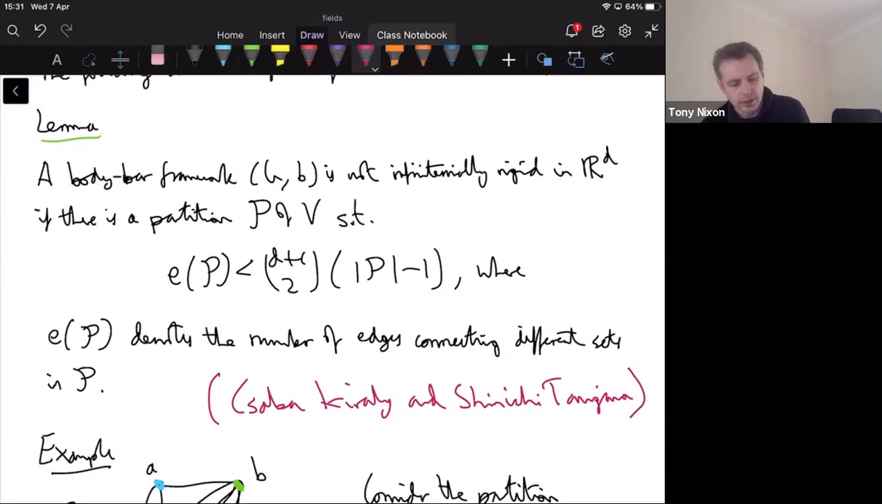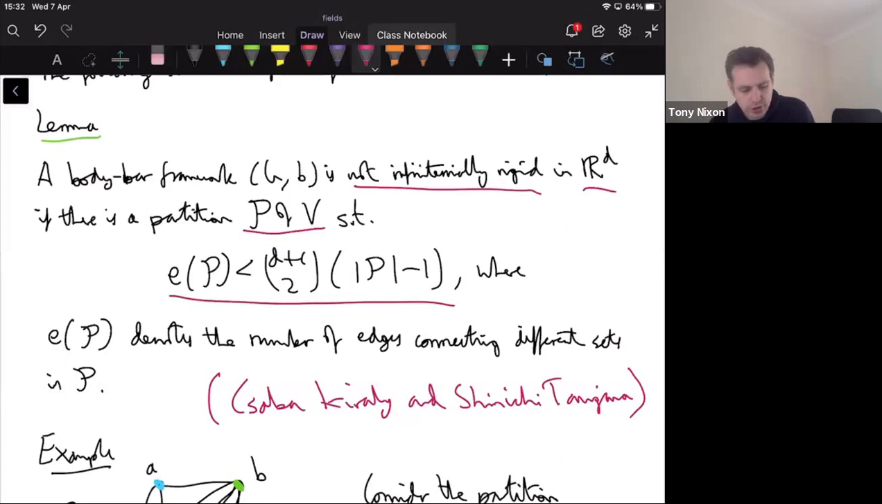So let's say it is the necessary condition the other way around. A body-bar framework is not rigid in R^D if there is some partition of the vertex set such that this strict inequality holds, where E(P), the thing on the left-hand side, denotes the number of edges connecting different sets in the partition.